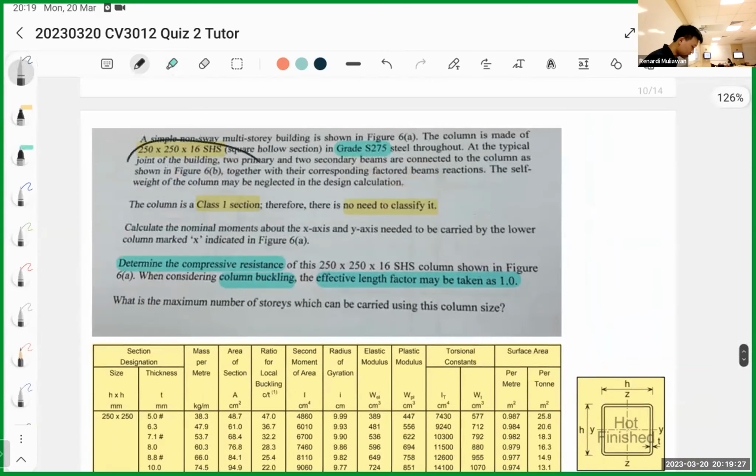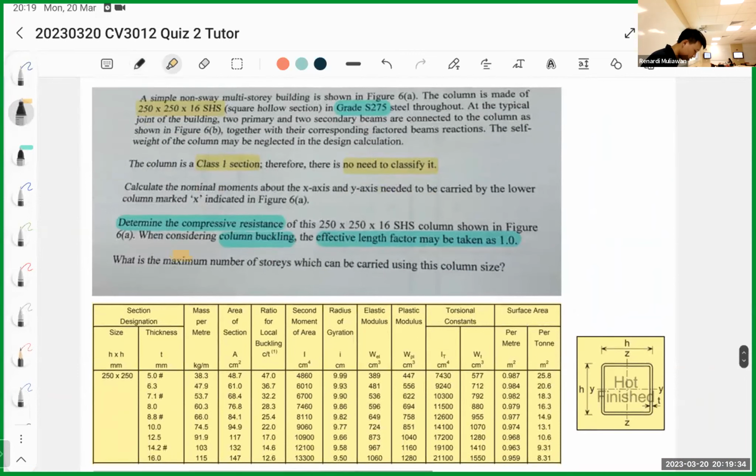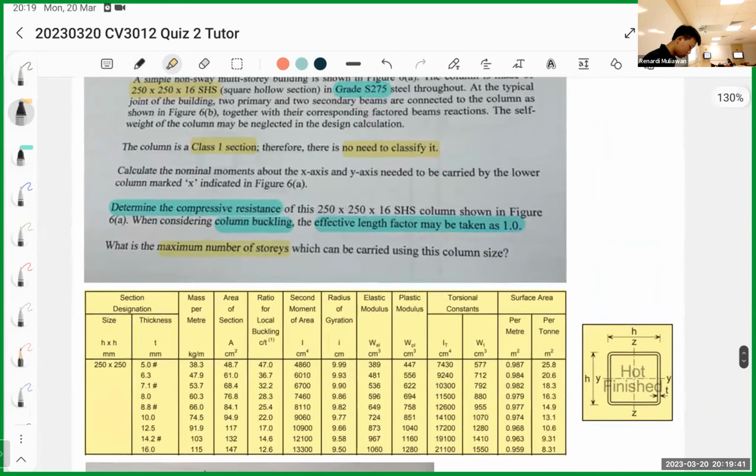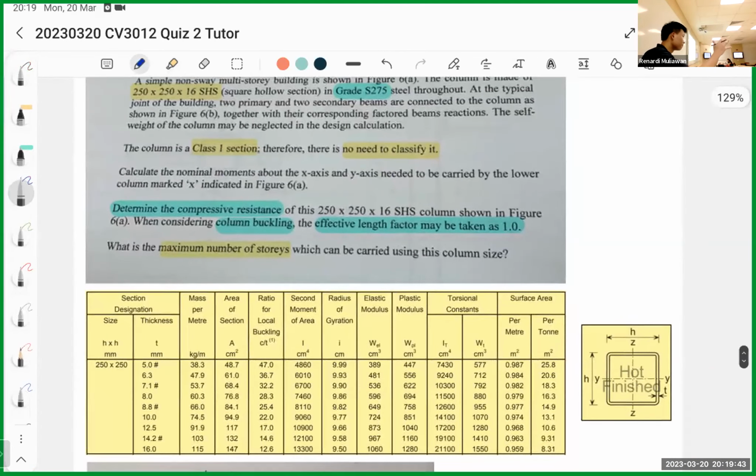So you're given the section, you're given the loading. You just need to find the maximum number of stories. Usually we are given the loading, and from the loading, you choose the section. This one is a bit reversed. Now you are given the section, find the resistance, and then from that resistance you need to calculate the maximum loading. So they reverse the question a bit.